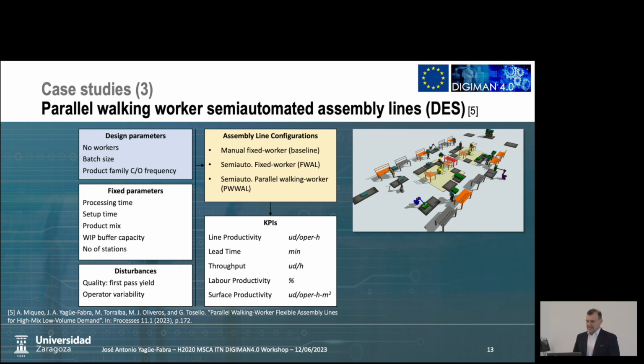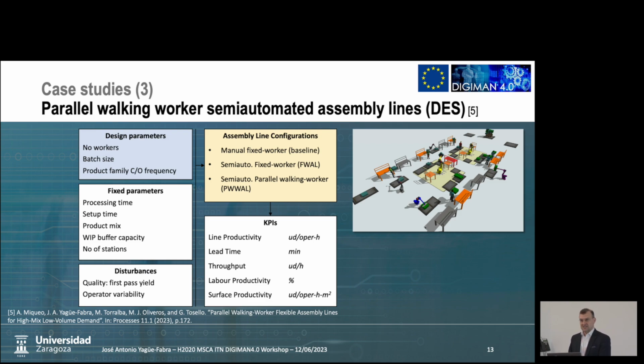I can tell you that with this kind of line, we can increase productivity up to 30% compared to the manual assembly line. Of course, with semi-automatic assembly lines, we could also increase productivity, but not that much. And especially if we want to reduce the batch size, which is something very interesting for high mix or volume, we can do it much better with this solution.